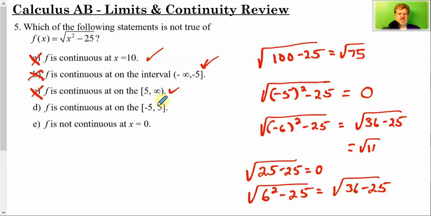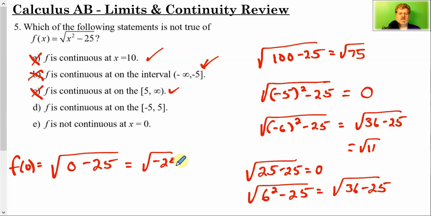F is continuous between negative 5 and 5. And here's where we have the problem. So pick a nice value between those two, like 0. What's f of 0? Well, we'd have 0 minus 25. And we're only dealing with real numbers. So guess what? It's not continuous there. This statement is false, so that is our correct answer. And you're going to find out that E, we just showed, E is true. F is not continuous at 0. So D is the correct answer for number 5.